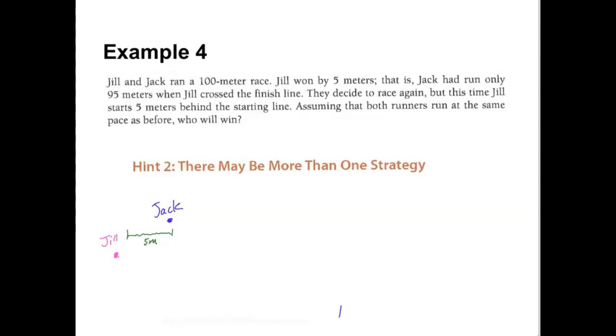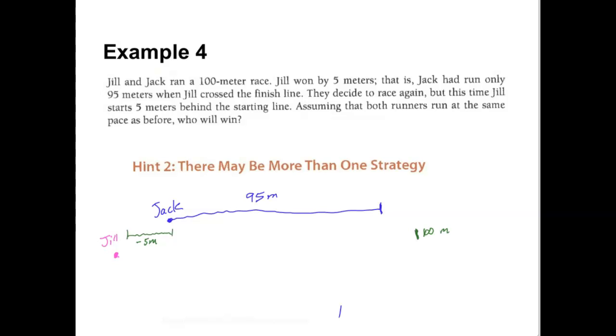But they're still racing to the same 100-meter finish line, right? It's just Jill's going to be running a longer race this time. So let's say that's over here. So that's the 100-meter mark from the start. It's just Jill is starting negative 5 meters back. Now, I just said that by the time that Jack runs 95 meters, let's say that that's 95. So he still has 5 to go. So Jack has run 95 meters.